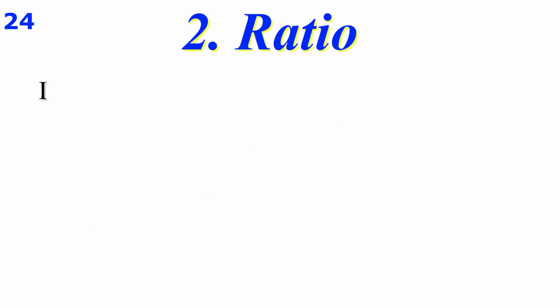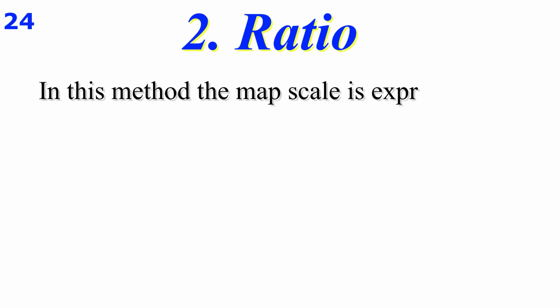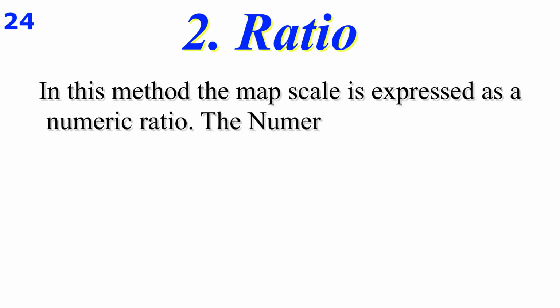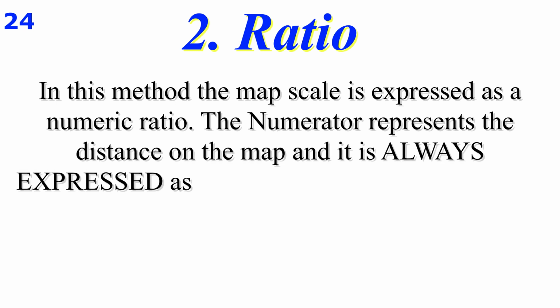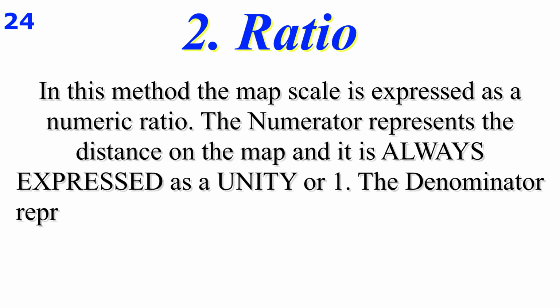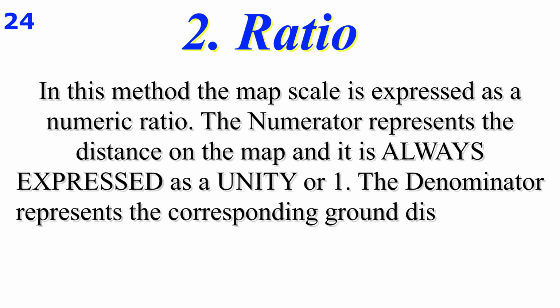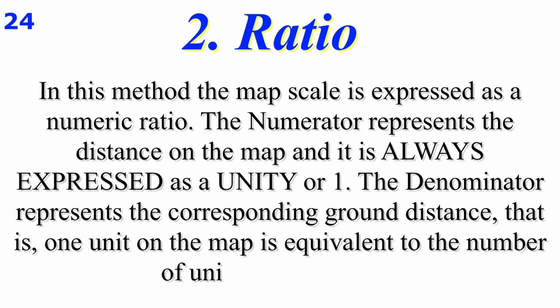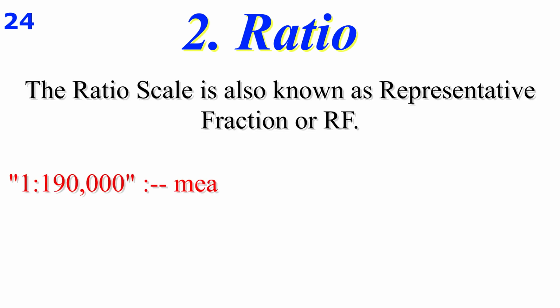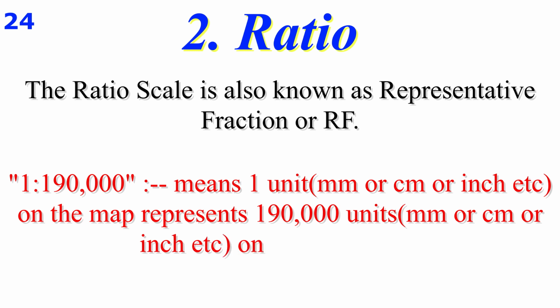Now ratio. In this method, the map scale is expressed as a numeric ratio. The numerator represents the map distance and it is always expressed as a unity. The denominator represents the corresponding ground distance. That is, 1 unit on the map is equivalent to the number of units on the ground. It is also known as ratio scale or representative fraction, that is RF.